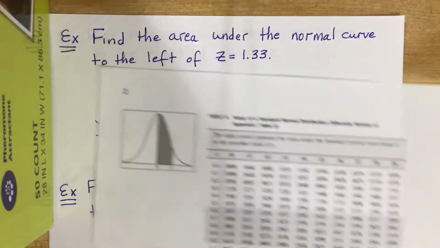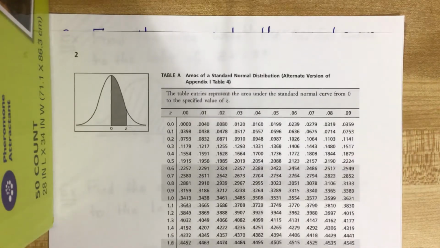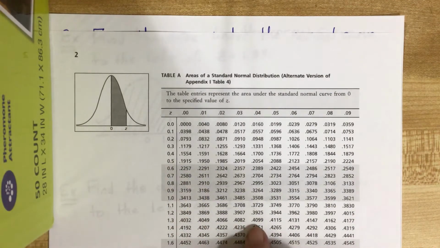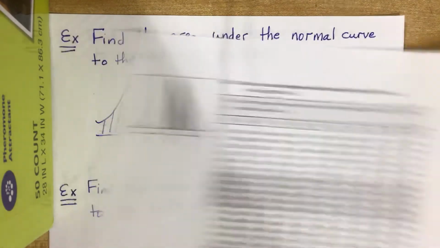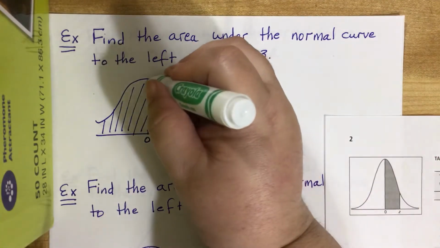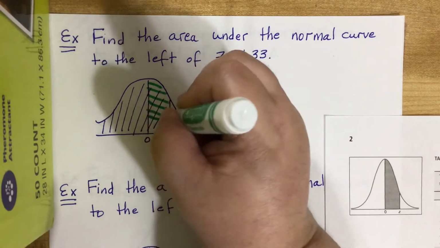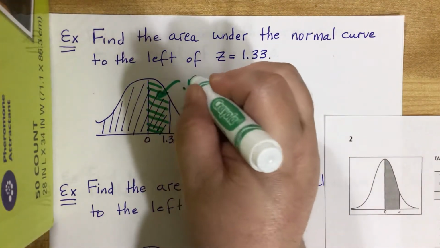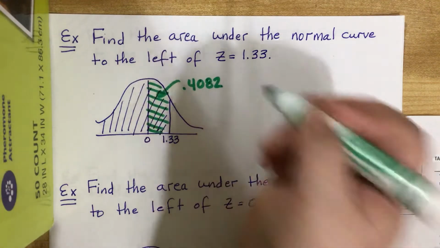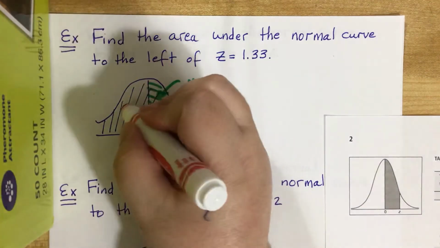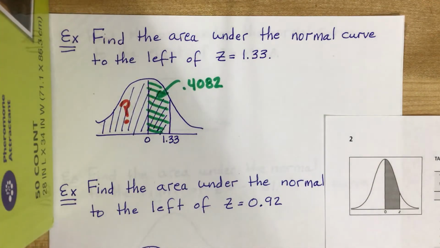Now, when I look up 1.33, I want to remind you that the table that we have is from 0 to z, and when I look up 1.33, I get 4082. So that is telling me that this area between 0 and 1.33 is 0.4082. Now, I'm not exactly sure what this area is yet.